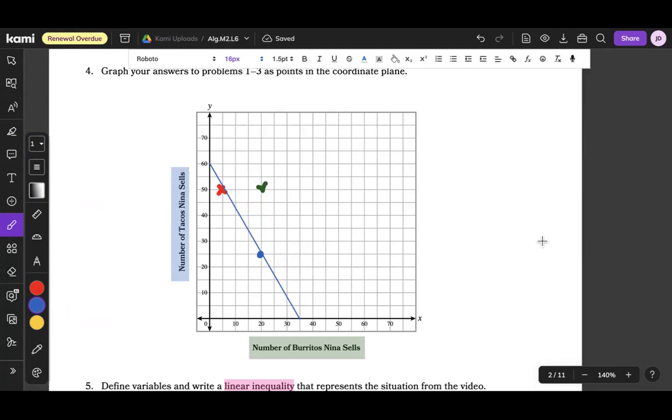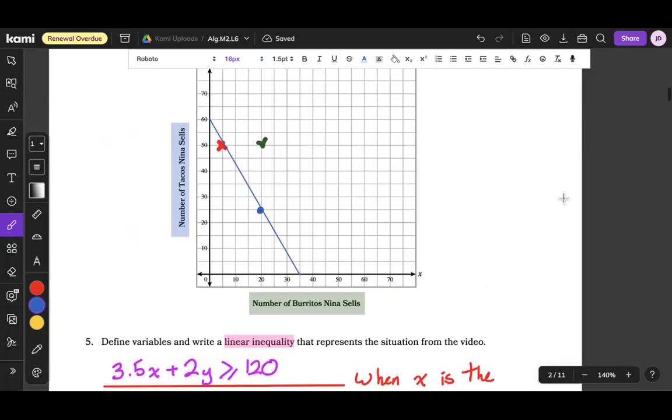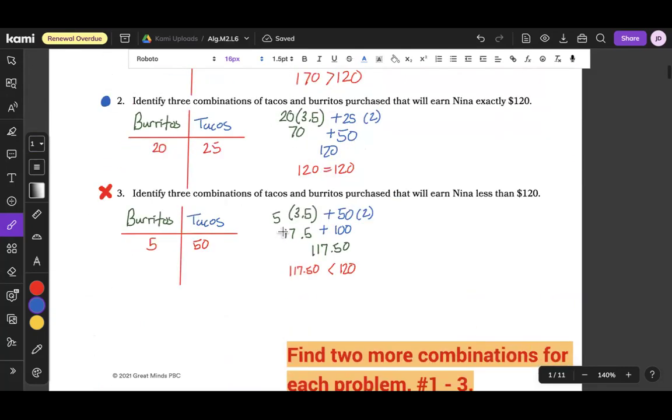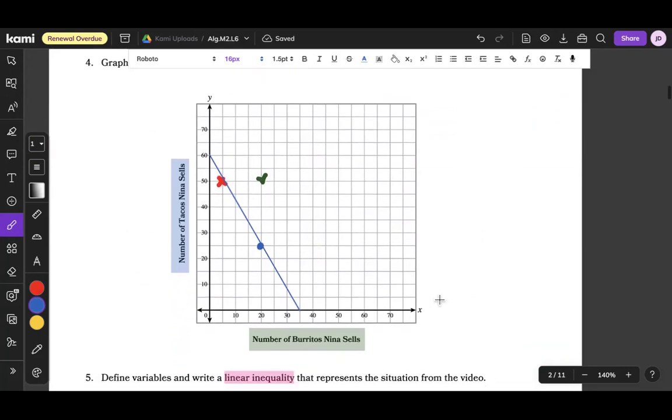So your boundary line will look something like this. I went with a solid line because of course that includes the equal to. Now it's not perfect, but any points that you had from number 2 should be on that line because those are the ones where it equaled.